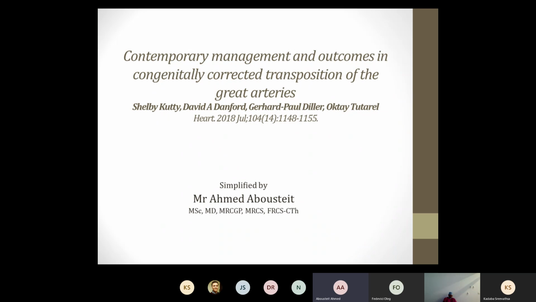So today we're going to talk briefly on a review that I have found regarding congenitally corrected TGA, and it talks in general about the contemporary management and outcomes in congenitally corrected transposition of the great arteries. This was published in July 2018 in Heart. I've just done a simplification of it. I know that you had an extensive and detailed talk last week by Bernie about the physiology, embryology, and anatomy of the congenitally corrected TGA. So let's start.